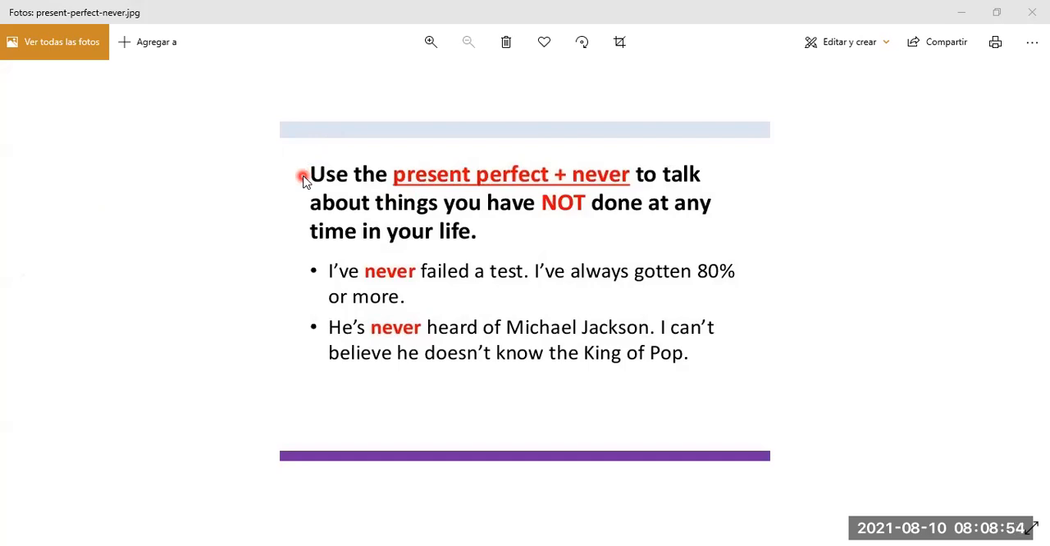Use the present perfect plus never to talk about things you have not done at any time in your life. Okay, thank you very much. Yes, it says use the present perfect plus never, nunca, o ninguna vez, to talk about things you have not done at any time in your life. It's the contrary, okay? It says, I've never failed a test. I've always gotten 80%.